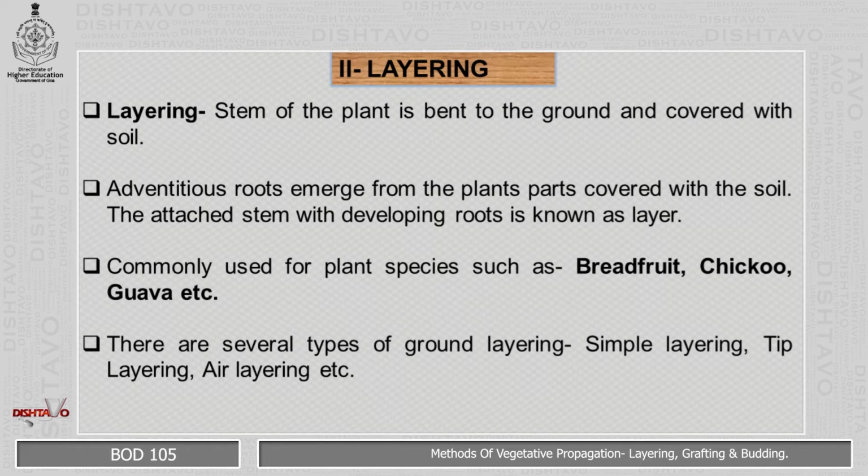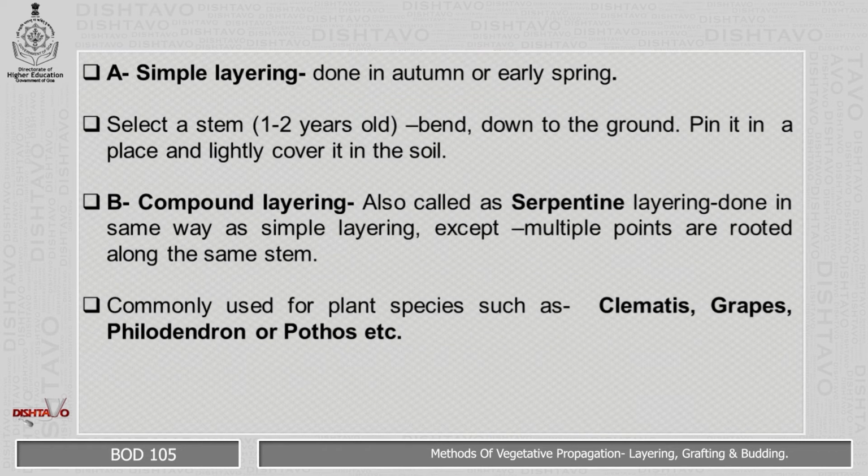There are several types of layering: simple layering, tip layering, and air layering. First, we will see what simple layering is. This is mostly done in early spring. To perform this, we have to select a stem of 2 years old, bend it to the ground, and cover it with soil, and a new shoot emerges from that portion.